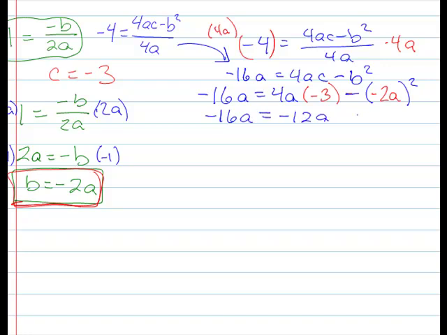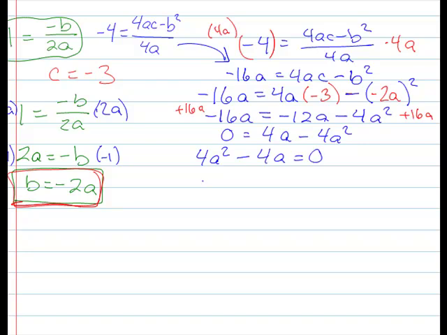-16a equals -12a minus 4a squared. And so if I add 16a to both sides, I've got 0 equals 4a minus 4a squared. I'm going to flip it back over to this side, so I've got 4a squared minus 4a equals 0. I'm going to pull a 4a out and get 4a times (a minus 1) equals 0. So that means that either 4a is equal to 0 or a minus 1 is equal to 0.